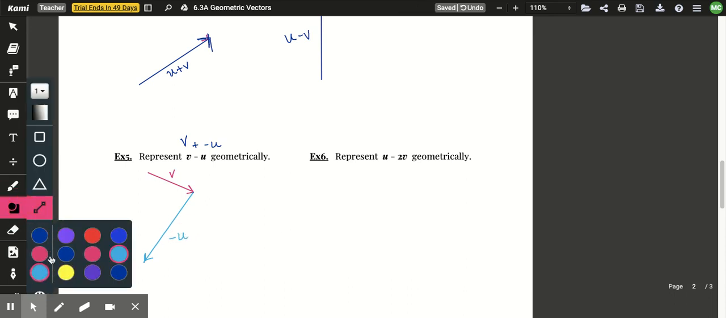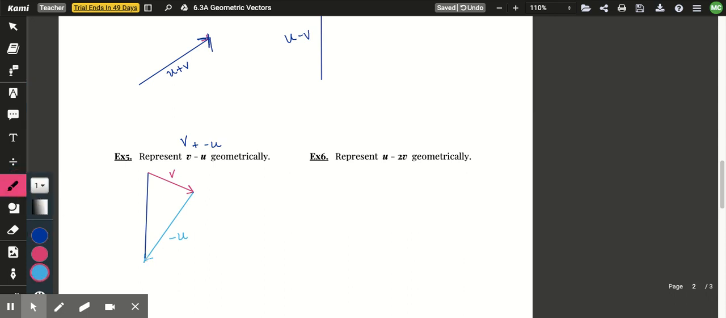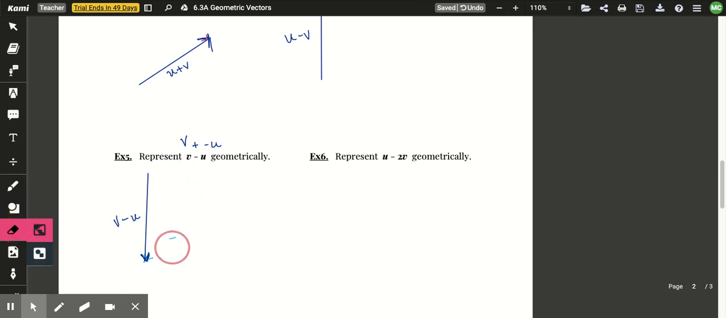And finally, I'm ready for my resultant vector here. The resultant vector would connect the tail of the first one to the head of the second one. And then, of course, I do need to put in the directional arrow. So this would be V minus U. That's the resultant vector for this one. So once again, I need to get rid of all of my scratch work vectors over here because the true answer to this is just that resultant vector, just the one I ended up with here.